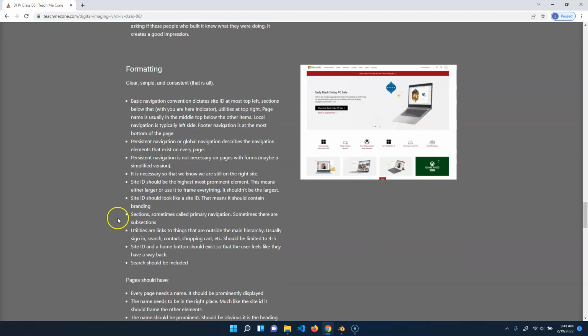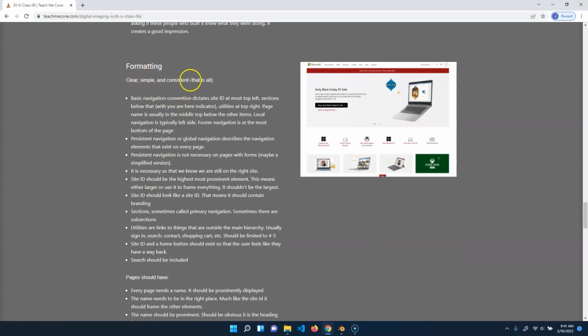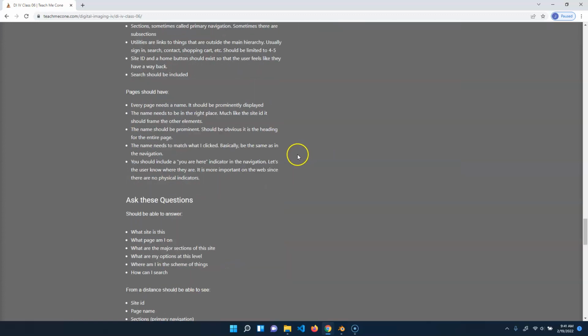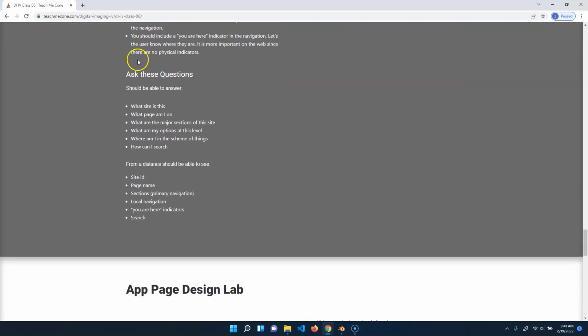So some formatting: just clear, simple, and consistent. You may notice that pretty much all websites will have the same menu on every single page, because it's consistent. They understand it, they see it, and then they can navigate, and they're not suddenly feeling like they're in a different place all of a sudden. You don't want them to feel lost. You can ask these questions: what page is this?